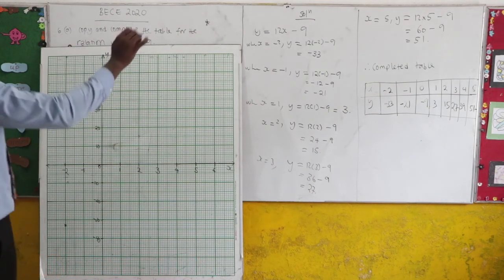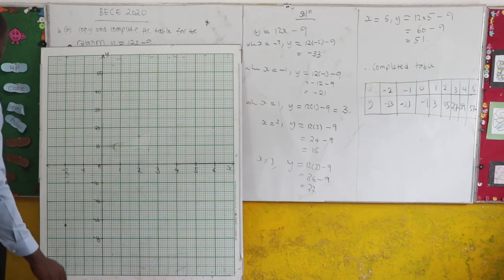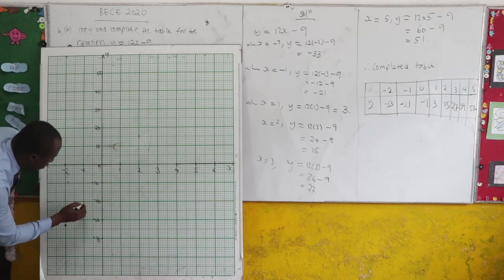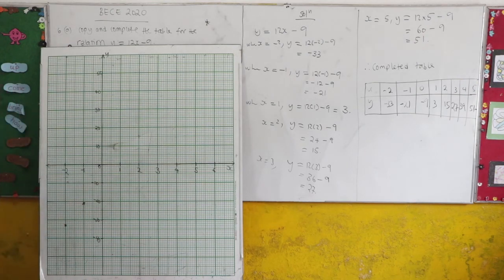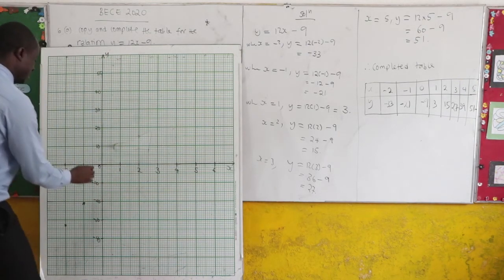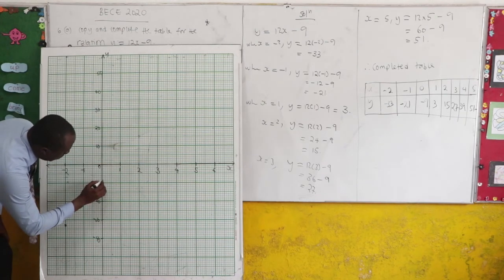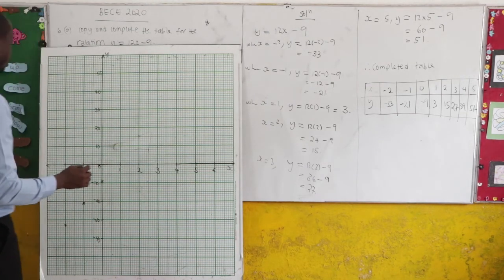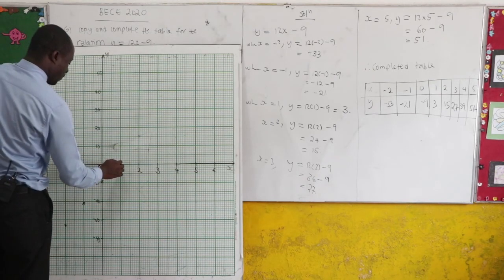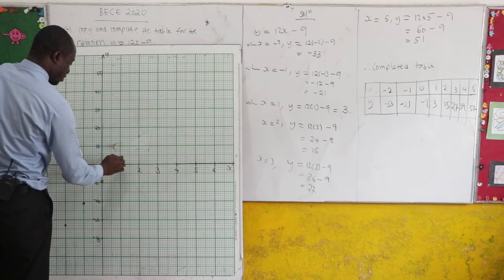The next one is negative 1, negative 21. So just 1 beneath it. Yes. Now the next one is 0, negative 9, which is here. Now the next one is 1, 3. 1 and then positive 3. So we have 1, 2, 3.